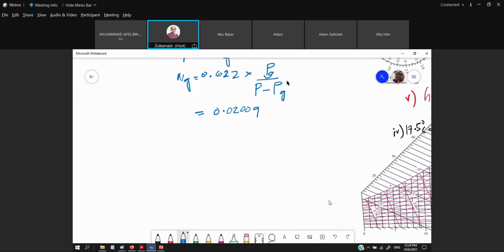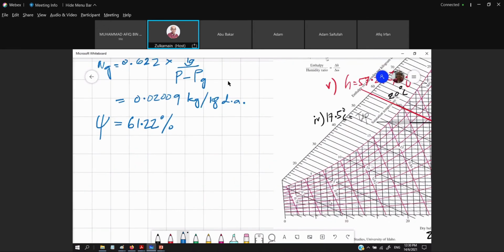0.02009. This is in terms of kilogram for every kilogram of dry air. So from here, we could get the percentage of saturation. We get 61.22%. Okay? So that is for part A.